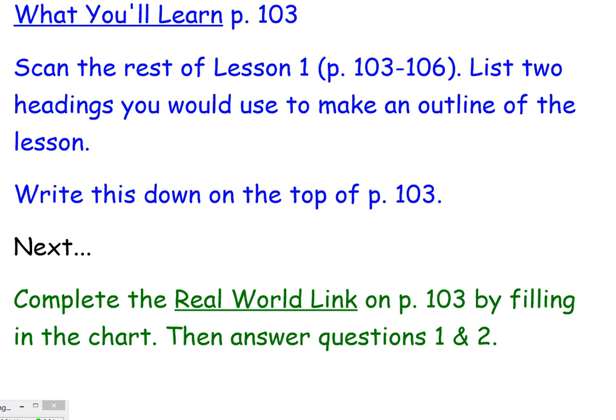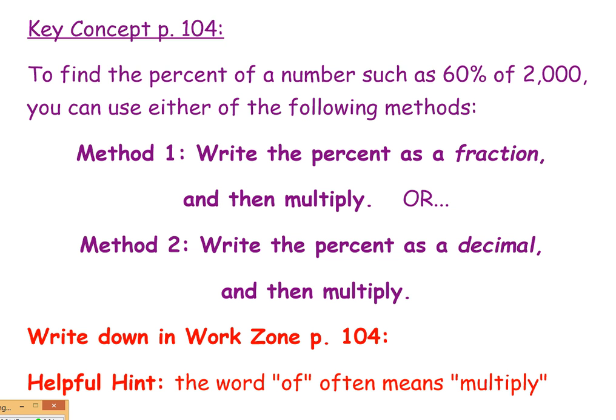Okay, on page 104, here's our key concept. To find the percent of a number, such as 60% of 2,000, you can use either of the following methods. Method 1 is to write the percent as a fraction and then multiply. So for this, 60% would mean 60 per 100, which is 60%. That would be written as a fraction, and of course you can reduce it and multiply it.